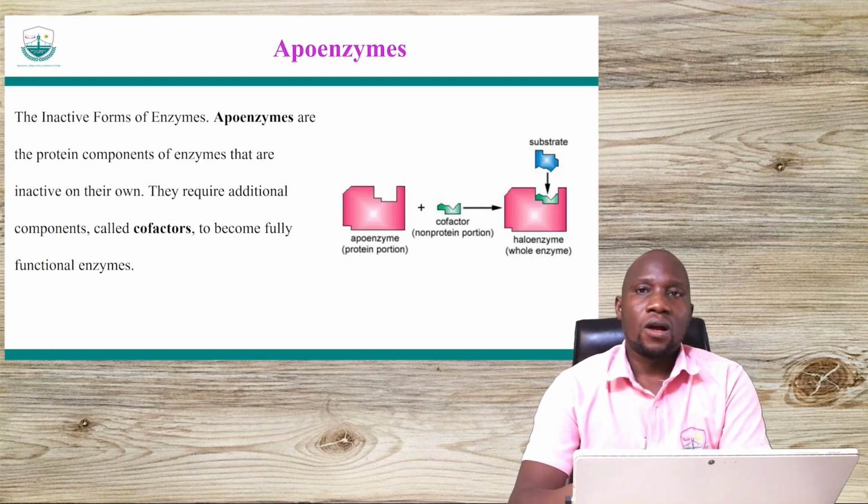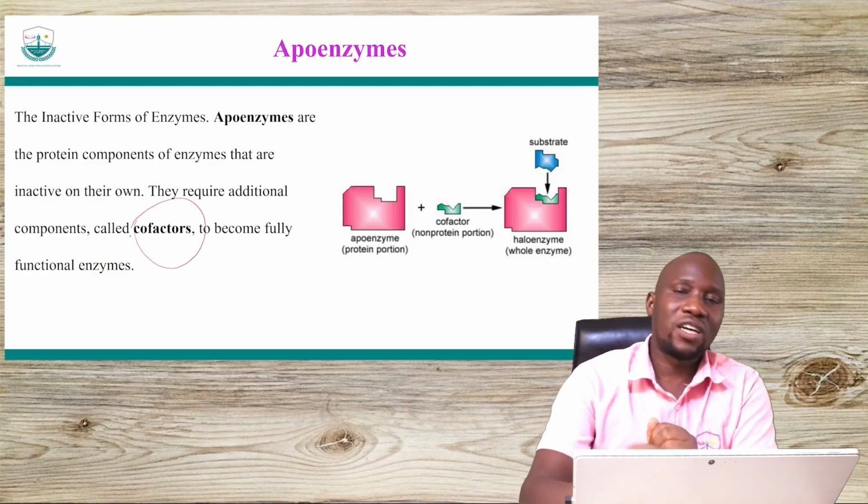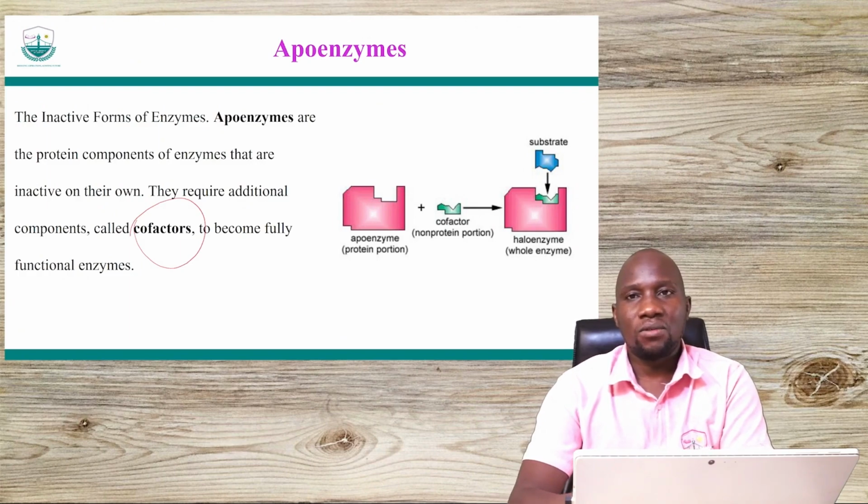Apoenzyme. These are enzymes that are in inactive forms. We call them apoenzymes. They require other compounds or other ions for them to actually work fully. Okay, so they need what we call cofactors, and the cofactors can be inorganic ions or organic compounds that they need for these enzymes to work. So apoenzymes are inactive forms of the enzyme that require cofactors for them to work fully.